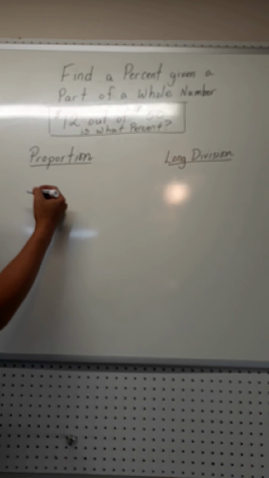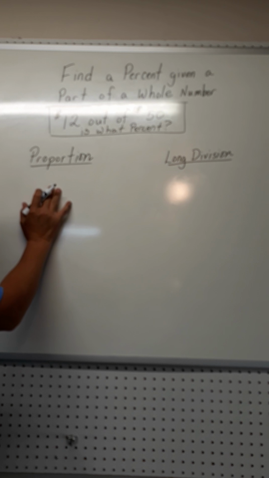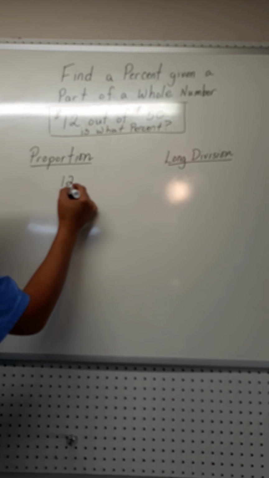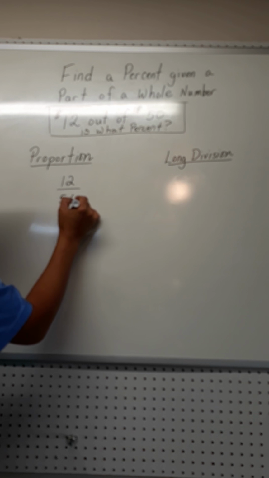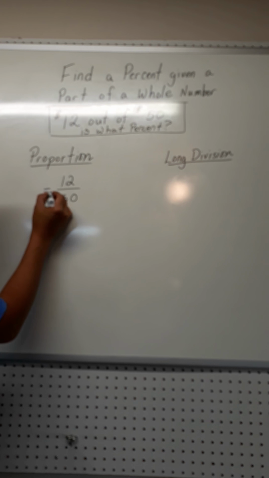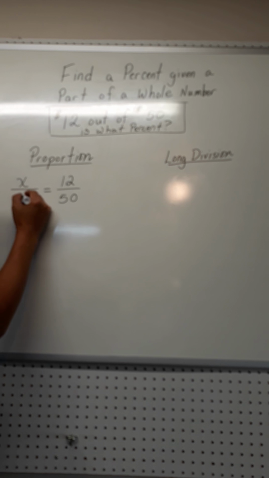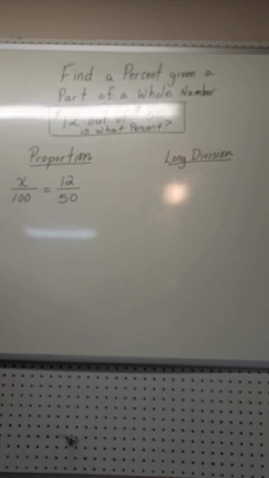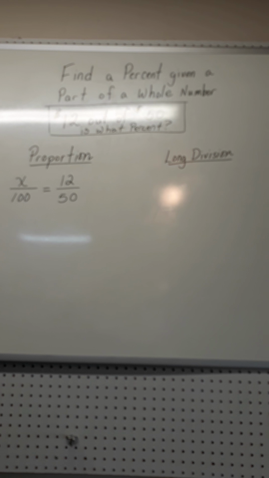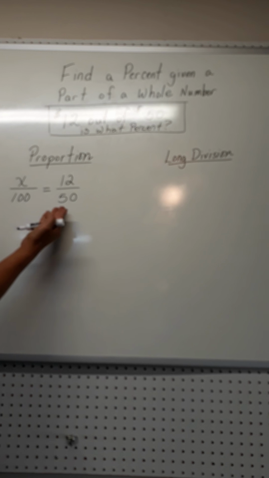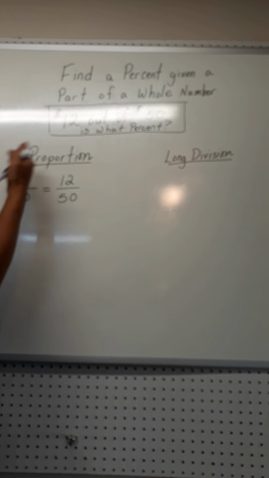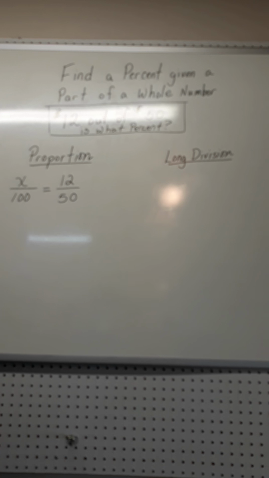If I set this up, $12 out of 50 is equal to some percent, we don't know what it is, the unknown, over 100. Well, the key point is to get the denominator to be the same, and then I should only have to look at your numerators and then get the answer.